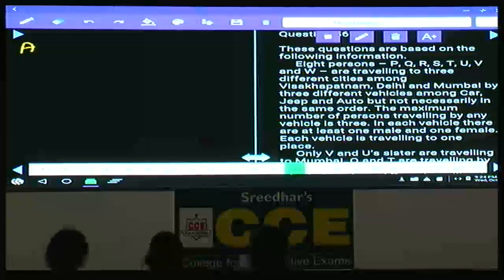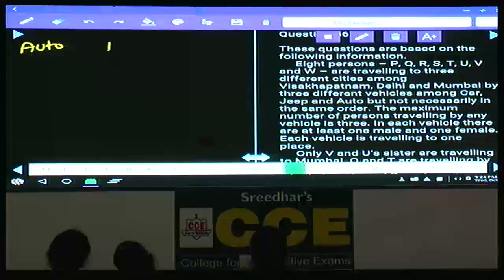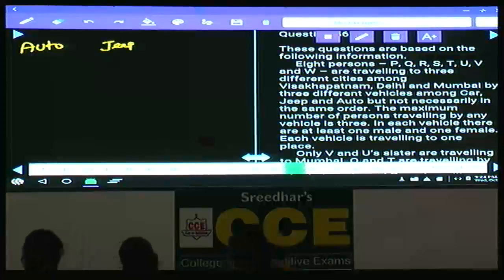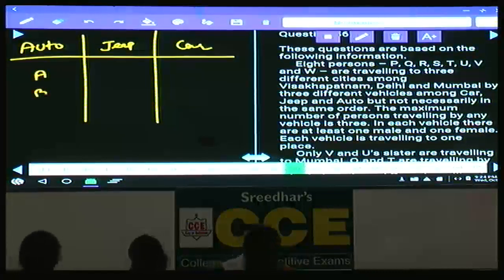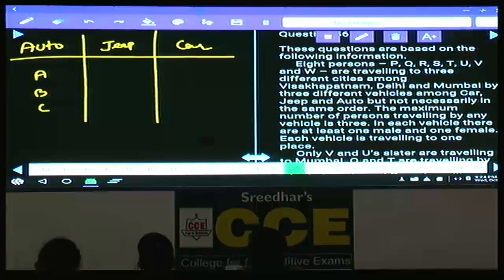Okay. Now the auto is 1. Then what is the next one here? Jeep, and the next one is car. Auto, jeep and car. Now let us take for example A, B and C are the 3 persons going by auto. Listen to this carefully. As A, B and C are going by this one auto, is there any chance of these 3 persons going to different cities? They are going through a single vehicle, so all the 3 persons must go to the same city, isn't it?